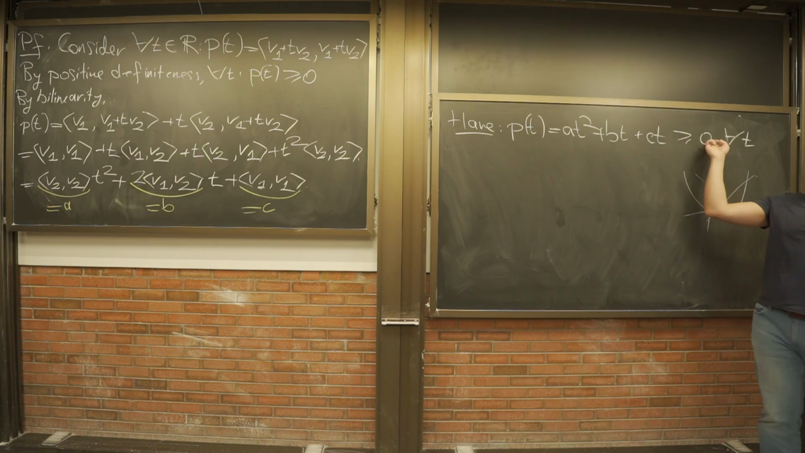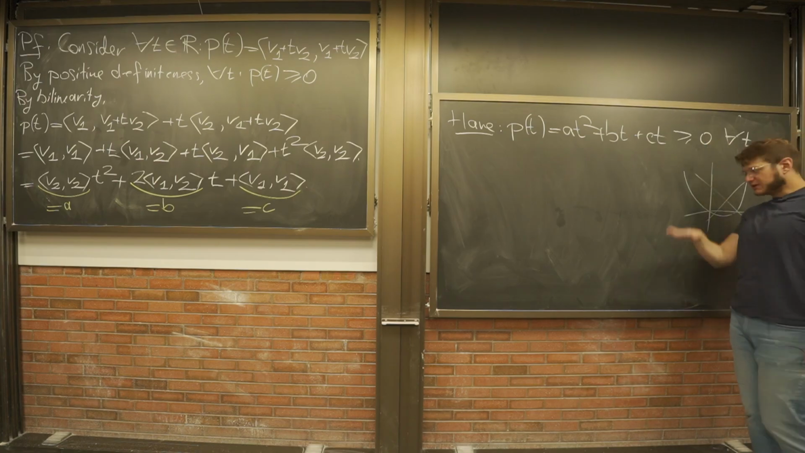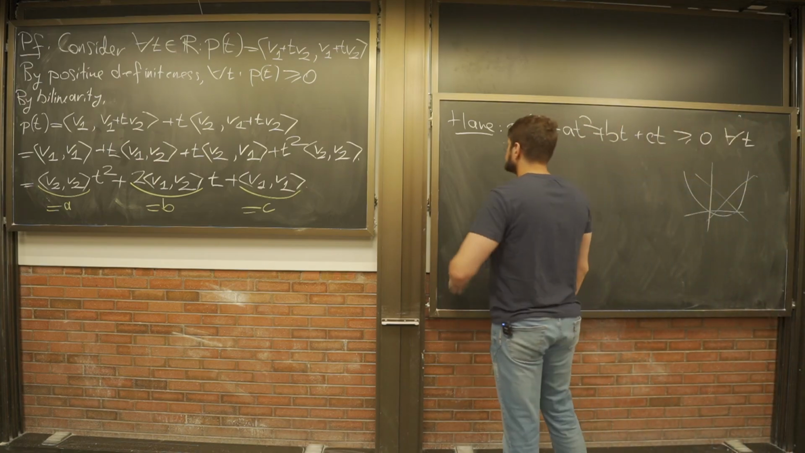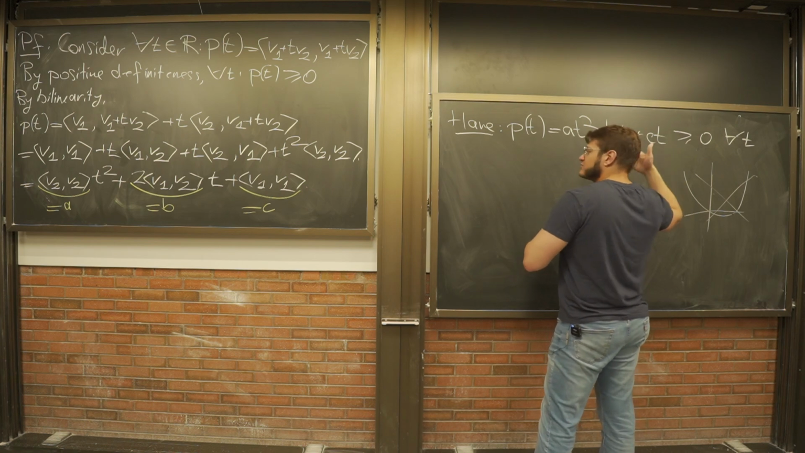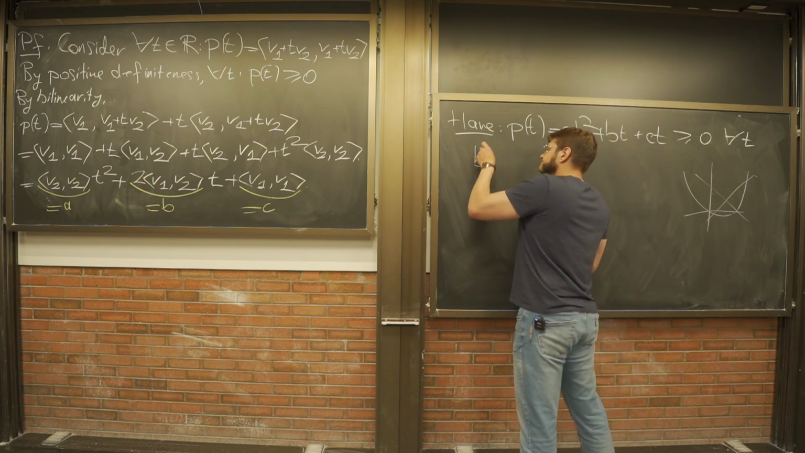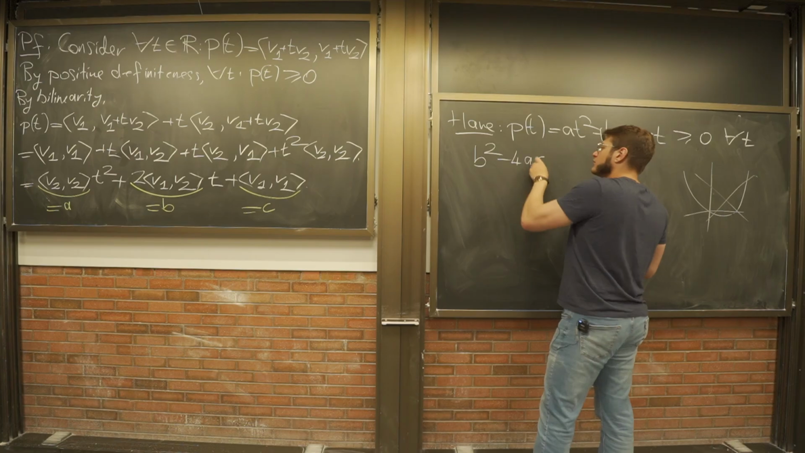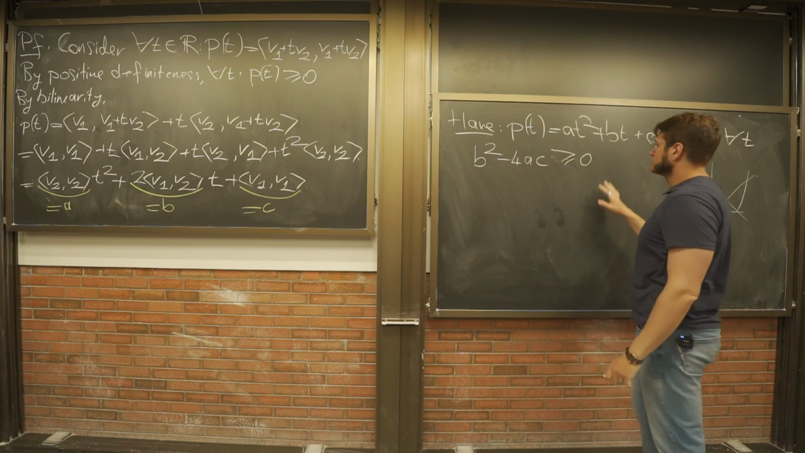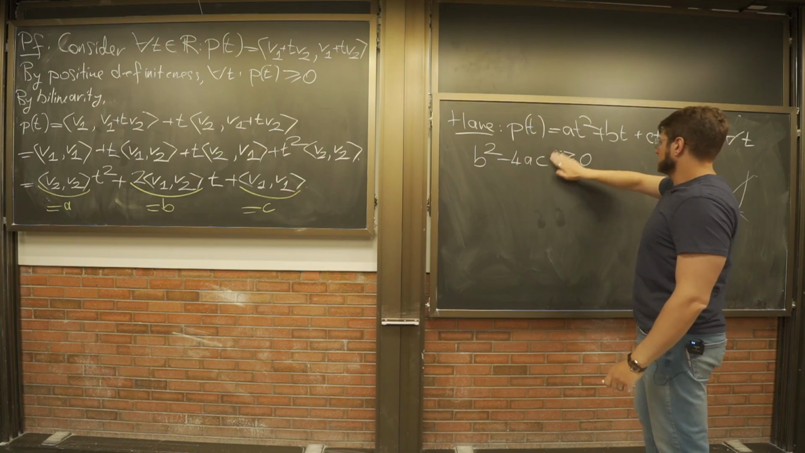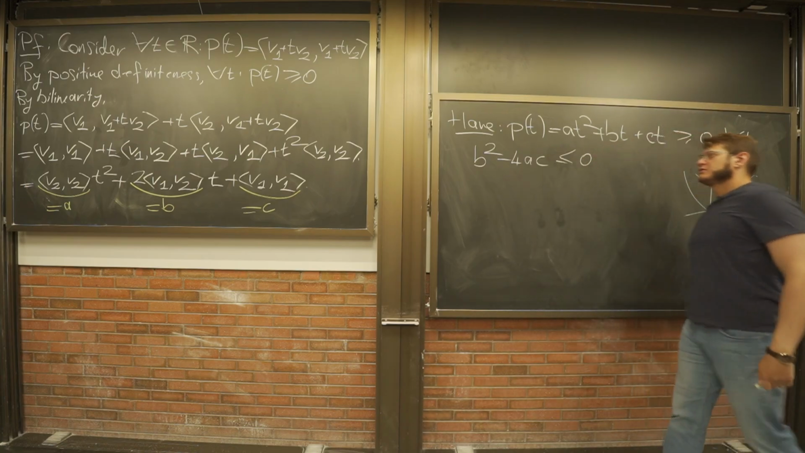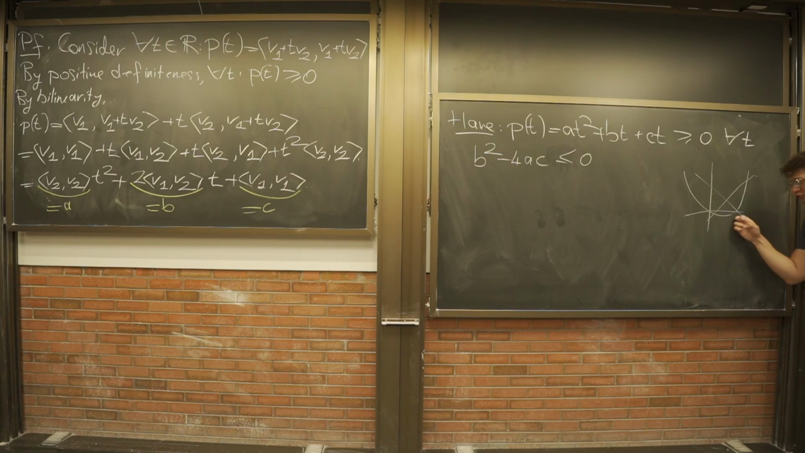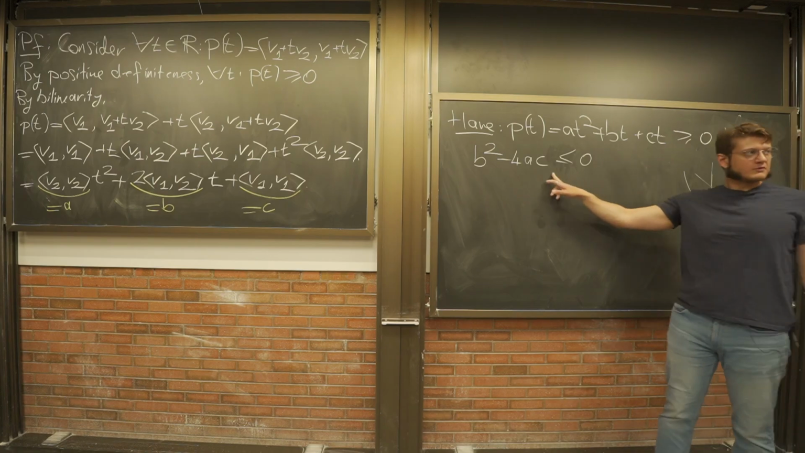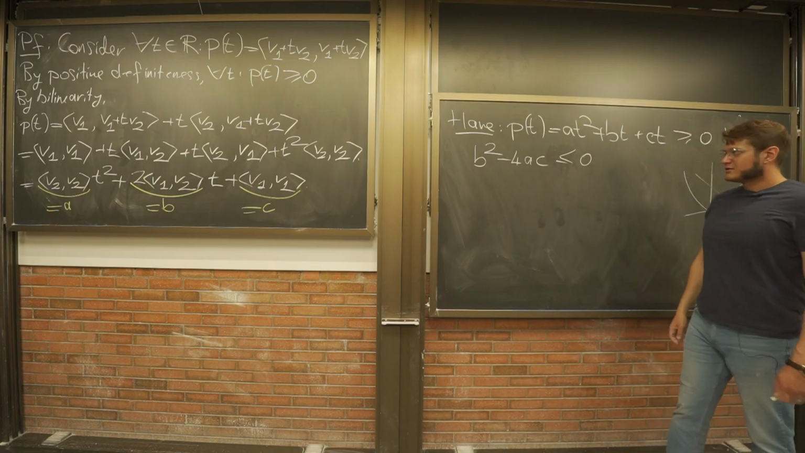It can be at most tangent to the origin, to the 0 height, which means that b squared minus 4ac, this so-called discriminant, has to be this way. If it were positive, it would be going down, right? Do we remember this stuff from college algebra? Okay. And so we have this.